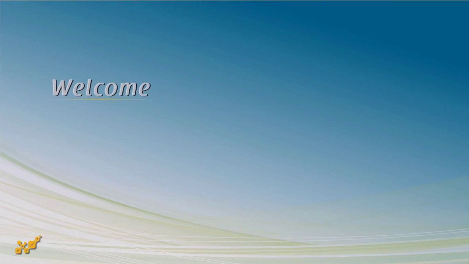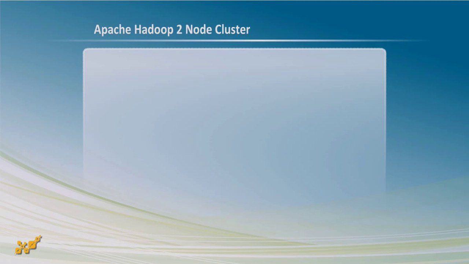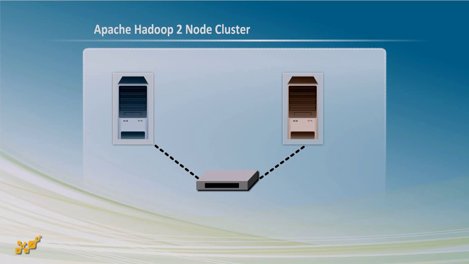Welcome. In this video, we will see how to set up an Apache Hadoop 2-node cluster. Since we will be creating a 2-node cluster, we require 2 Linux machines for this. One will act as master and the other will act as slave. We will use Hadoop version 1.0.3 during this video.